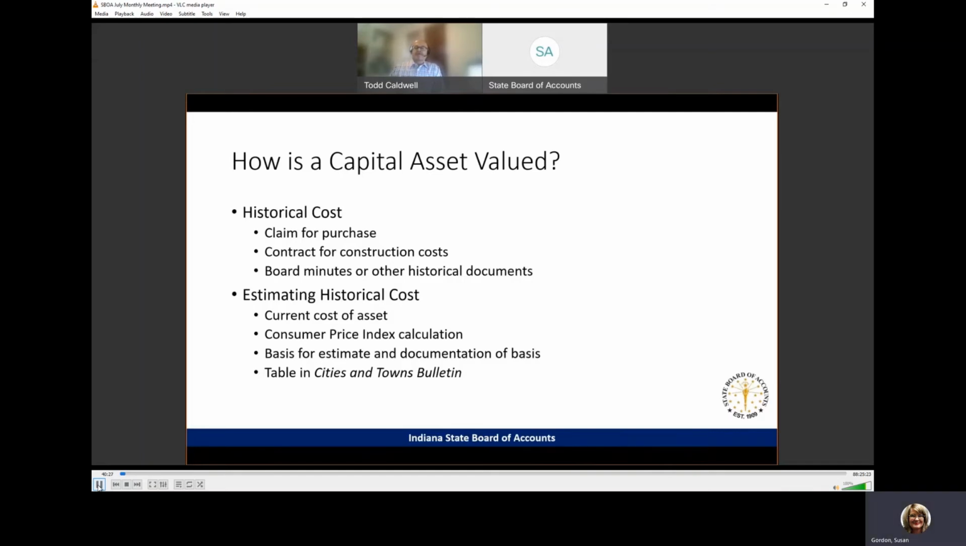If those sources don't provide the historical cost, there are ways to estimate the historical cost. One way is to determine the current cost of an asset to replace it. And then using the consumer price index, you can calculate and estimate the cost at the year that the asset was acquired. The current consumer price index and method of calculation can be found in the June 2020 Cities and Towns Bulletin. We revise that every year, and so the revised schedule is going to be in the September bulletin. So if you can hold off until September, we'll have the new calculations and formulas for you to use. But if you're doing it now, you'll want to look in the June 2020 bulletin.